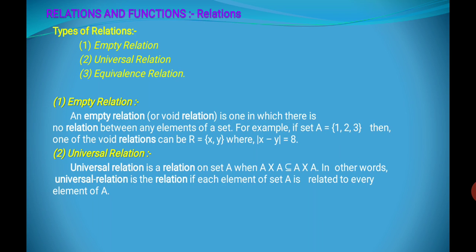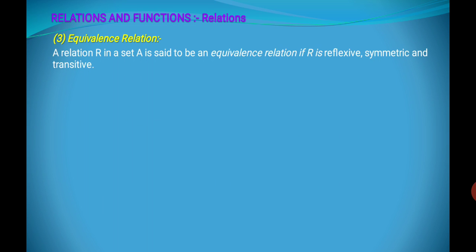That is called as universal relation. Now next is equivalence relation. Equivalence relation is the relation which satisfies three conditions. First, the relation must be reflexive, it must be symmetric, and it must be transitive. What is reflexive, symmetric, transitive?